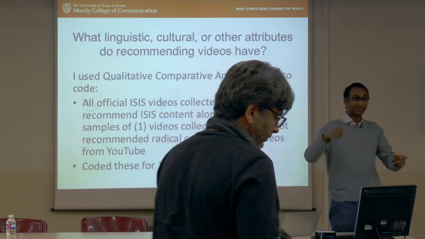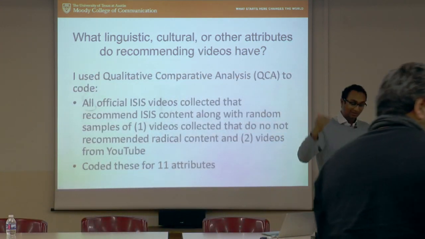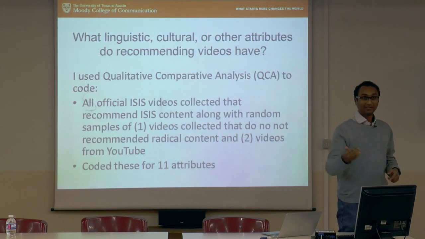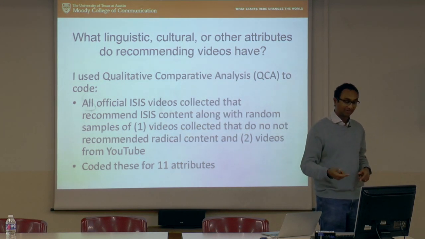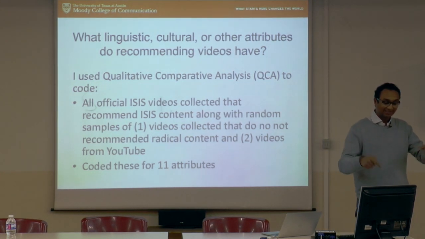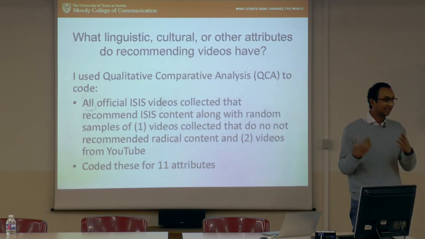So every single video that recommended an ISIS video, whether that was radical or not, was included in my sample. Then videos that did not recommend ISIS videos, a random sample of that, and then a random sample of videos from YouTube. And then I put this through and coded 11 attributes for that set of videos. Does that make sense? So there's a kind of systematic approach.